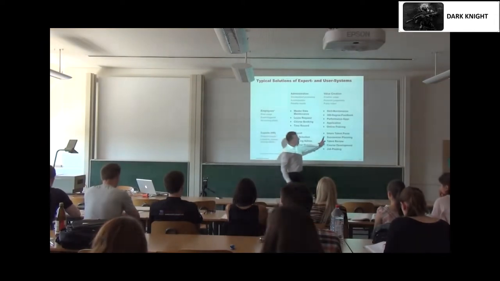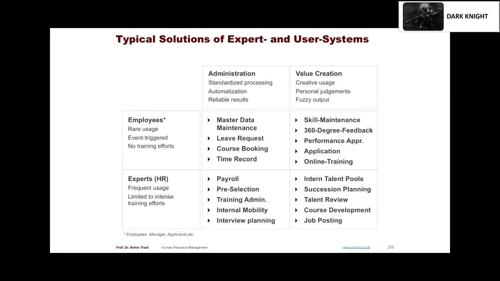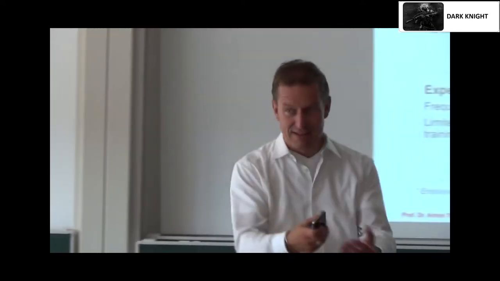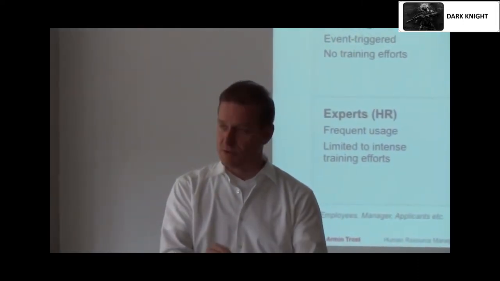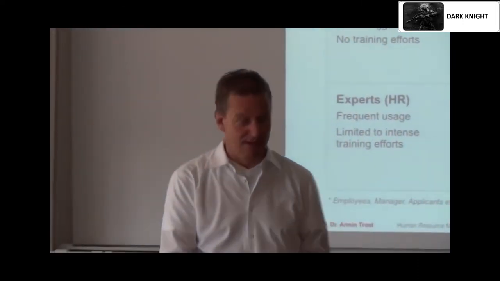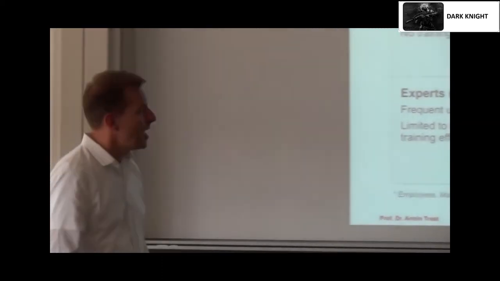On the right side, we have things which are more about value creation. People can maintain their skills. You have a system where you can maintain where you are strong. 360-degree feedback is primarily done with systems. Online questionnaires, which people can use immediately. Performance appraisal. Managers have their app, iPad. And when they talk to you, when they do the performance appraisal, they make their notes on the iPad, right? It's a very simple system.